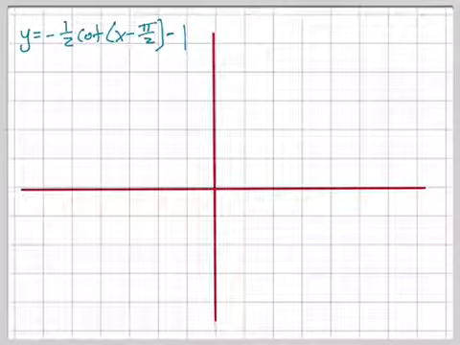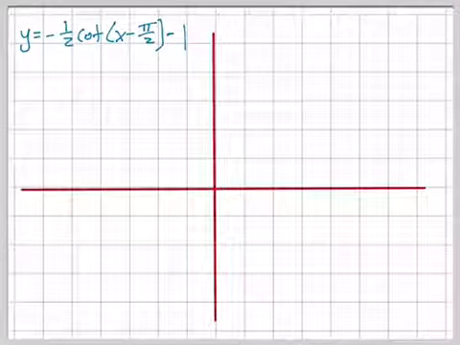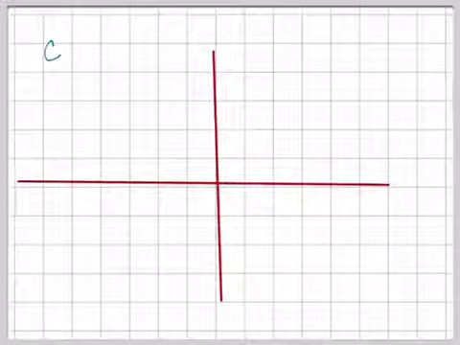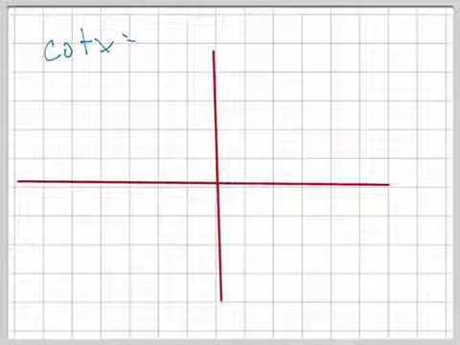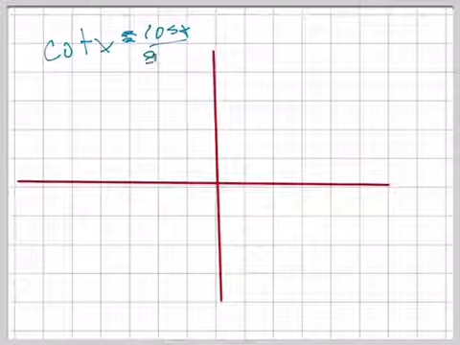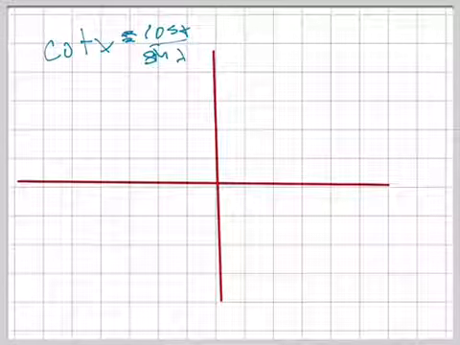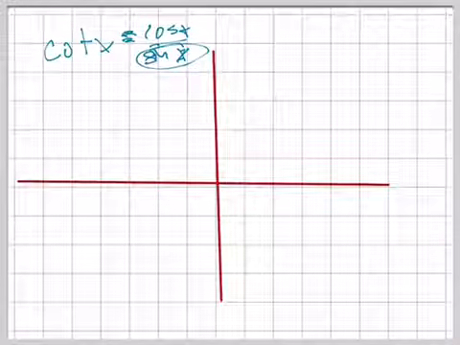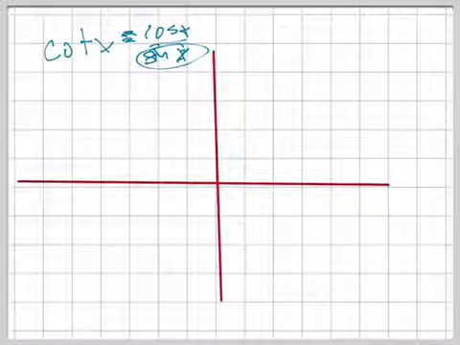Alright, to graph a cotangent graph, always think back to your basic cotangent graph. And remember, cotangent is cosine over sine. Sorry, my handwriting is bad for some reason today. Cosine over sine. So wherever the sine equals 0, that's where you're going to have an asymptote.